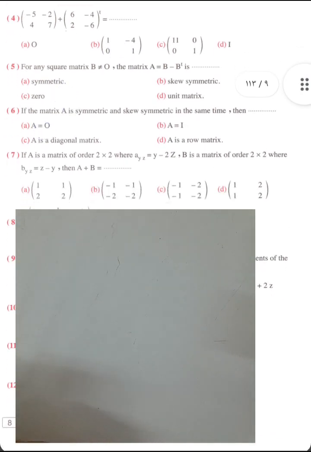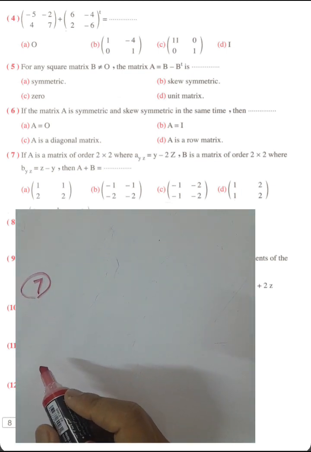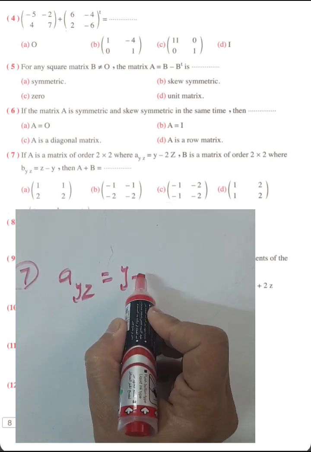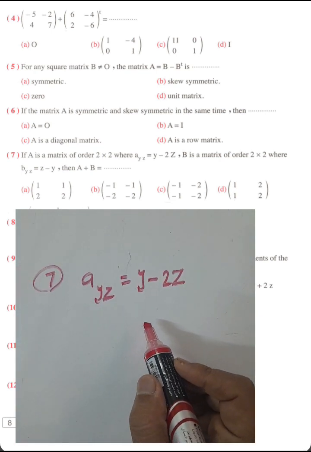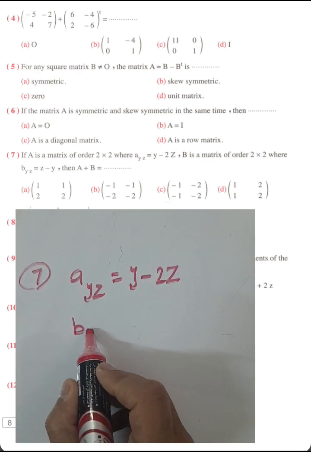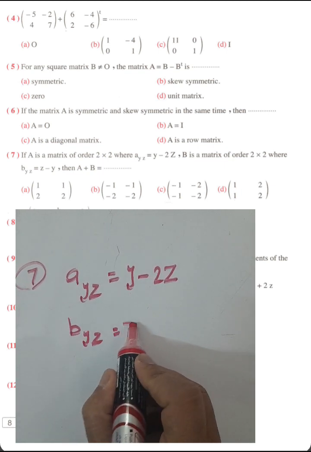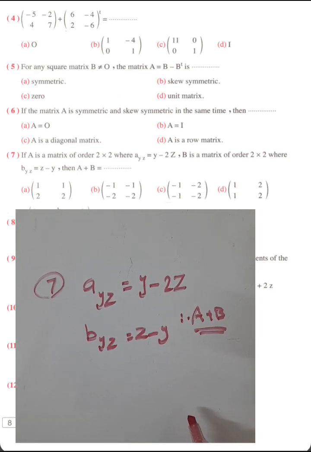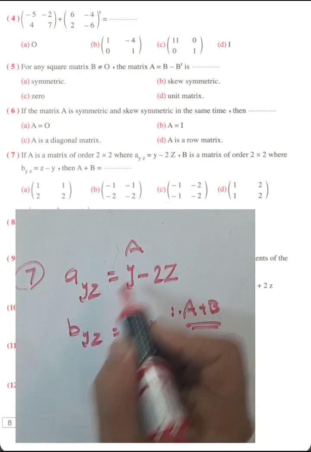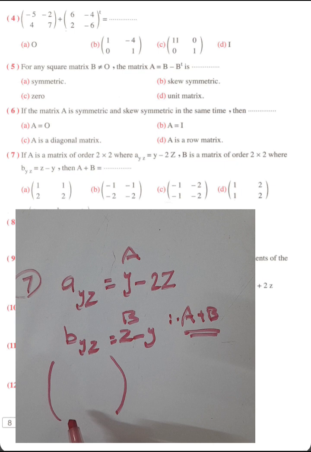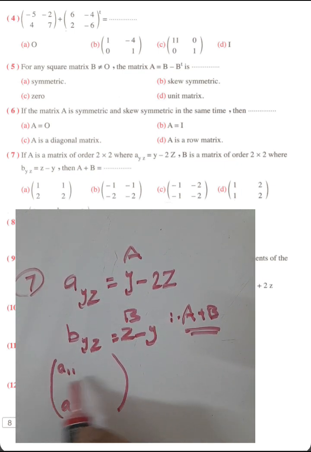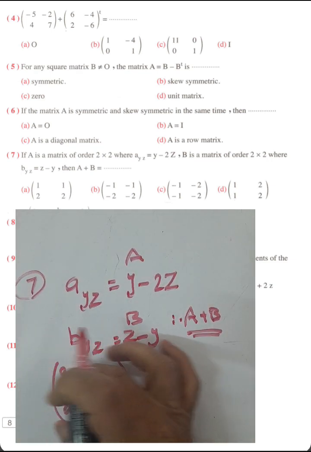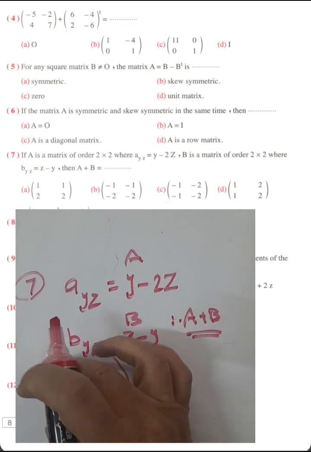Question 7. If the matrix of order 2 by 2 where A of Y and Z equals Y minus 2Z, and B is a matrix of order 2 by 2 again, where B of Y and Z equals Z minus Y, then find the value of A plus B. You want to find the first matrix A and the second matrix B. You can write this matrix here. Any matrix contains elements: write horizontal first and vertical second, so here horizontal 1, vertical 1, horizontal 1, vertical 2, horizontal 2, vertical 1, horizontal 2, vertical 2.